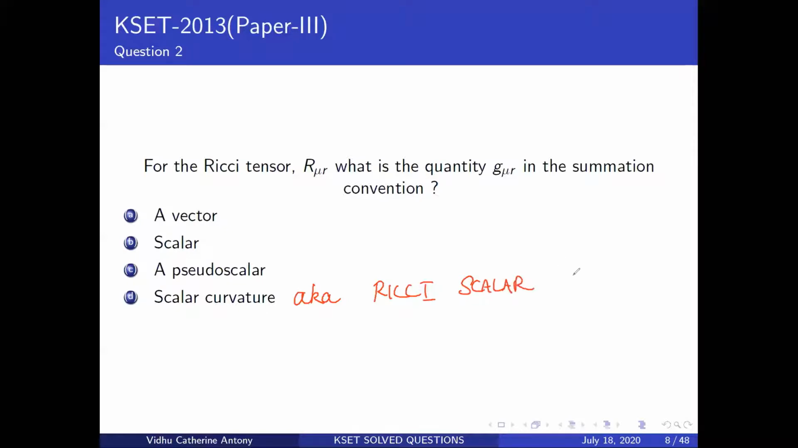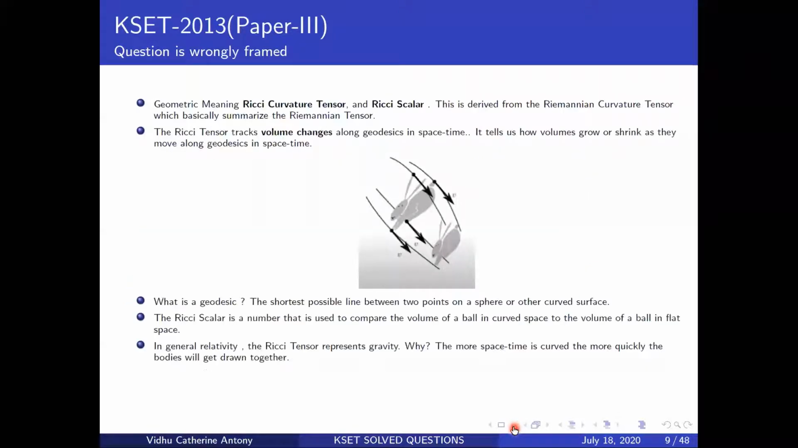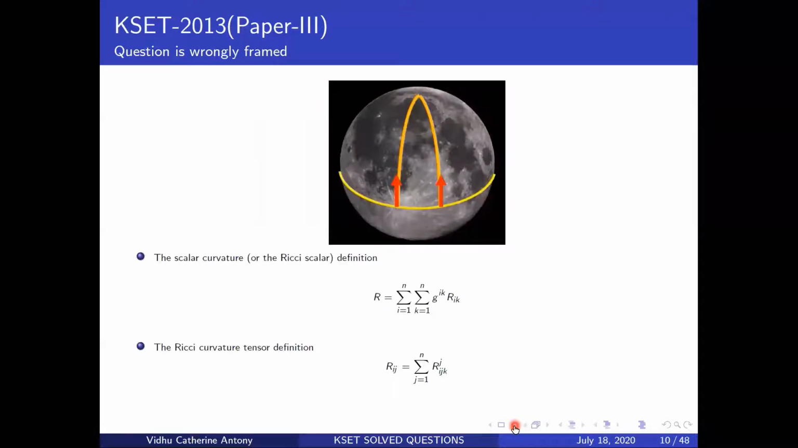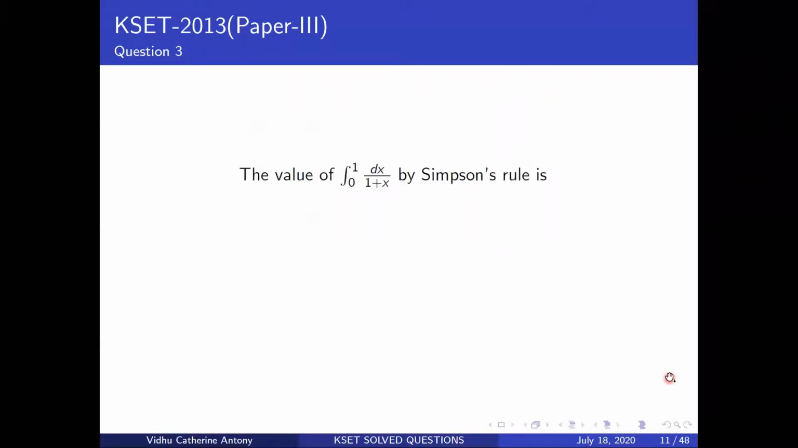Okay, and it's denoted by R. Okay. So let's move to the next question. The value of the integral from 0 to 1 of dx divided by 1 plus x by Simpson's rule. So again, there's a problem with this. They haven't specified which Simpson's rule, whether it's 1 by 3 or 3 by 8.